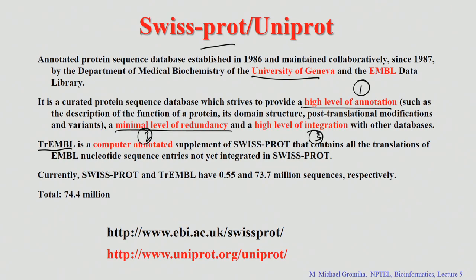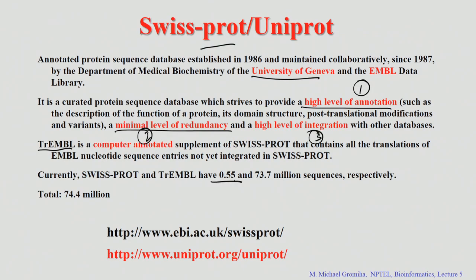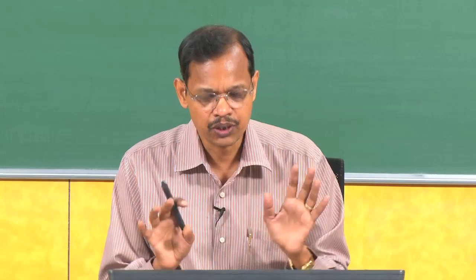Then they have another supplemented data, this is TREMBL, the translated sequences, right. This is the computer annotated supplement which contains all translations of the EMBL nucleotide entries which are not integrated into SwissProt. Mainly in SwissProt, they have manually curated the sequences and they provide very accurate information. In addition, they also provide the computer annotated sequences from the DNA sequences. This is the reason why, if you see it, the manually curated data is 0.5 million and the computer annotated sequences are 73.7 million, and totally we have about 75 million sequences, right. This is a good amount of protein sequence data.